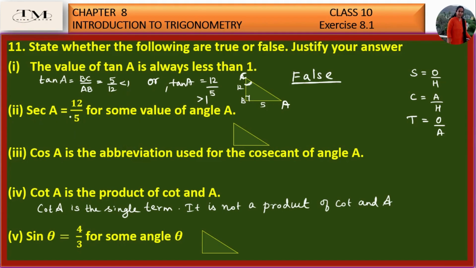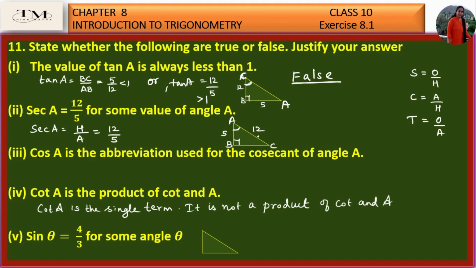Second question: secant A equal to 12 by 5 for some angle A. Let us take this triangle A, B, C. Sine is the inverse of cosecant, and cos is the inverse of secant. So 1 by cos is equal to secant, which is hypotenuse by adjacent. So secant A is equal to hypotenuse by adjacent. What is given? It is 12 by 5. So here the hypotenuse side is 12. Suppose this is the angle A, the adjacent side is 5.